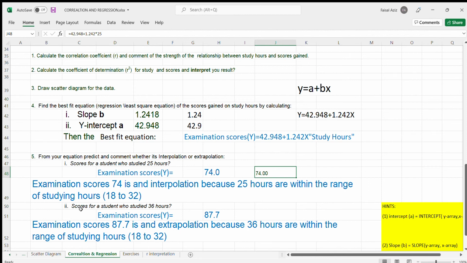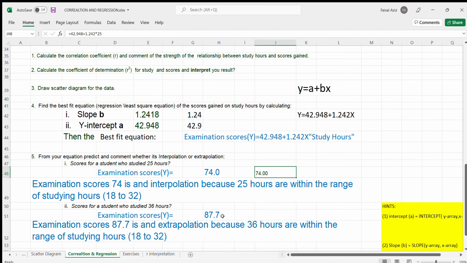Similarly, a score for a student who studied 36 hours. Now you see the minimum limit or the minimum observation in the independent variable is 18 and the maximum is 32. But we need to forecast the score for a student who studied 36 hours. So for 36 hours, in the same way we put this 36 into this model in place of x, and we will have to solve, and this will give us 87.7.